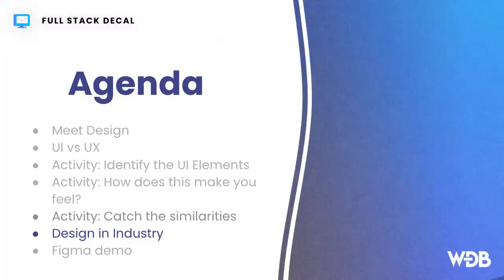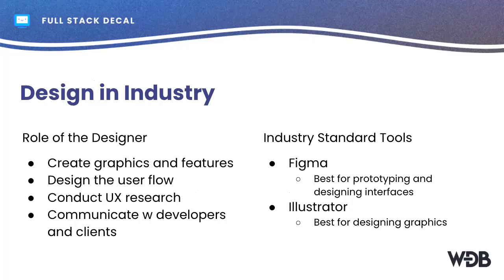Yeah, so we'll talk about this really, really quickly. Design in industry. In the industry, designers must create graphics, features of your site and of the product, and design a user flow. For example, what happens from the user clicking the website to the user closing the tab. Conduct user research, for example, what do the users want? How can we design something to be tailored towards them? And also communicate with developers and clients. Some industry standard tools include Figma, which is best for prototyping, and we'll do a really quick demo of that later. Also Illustrator, which is best for designing graphics.